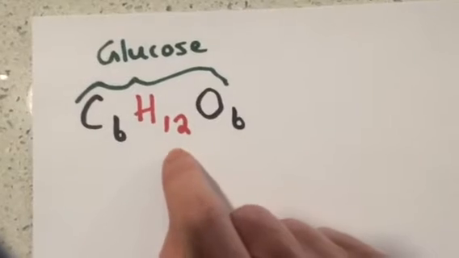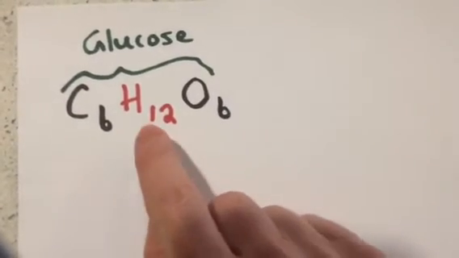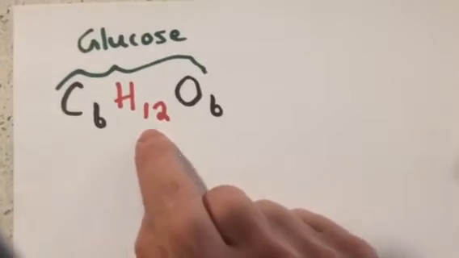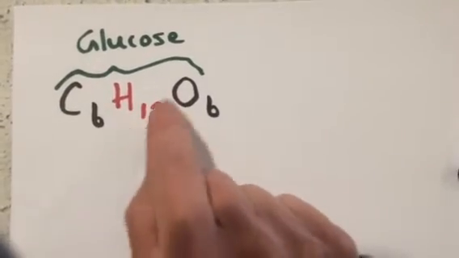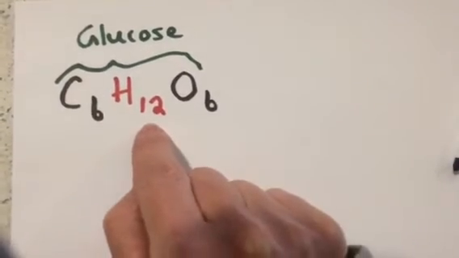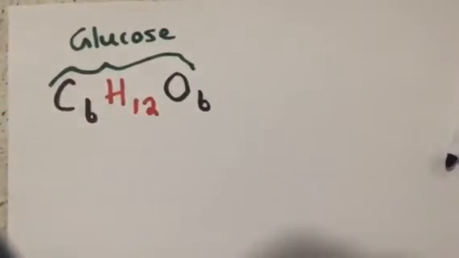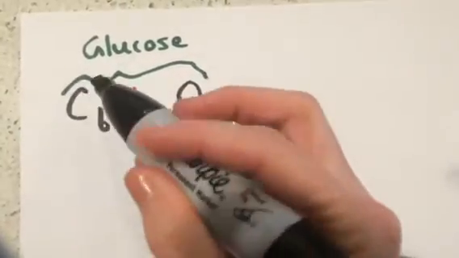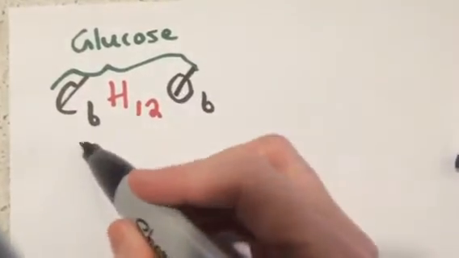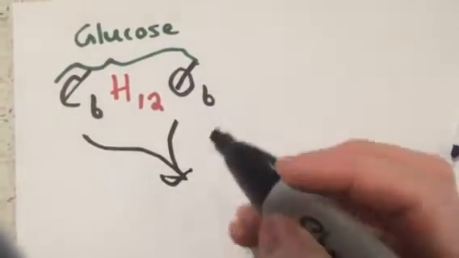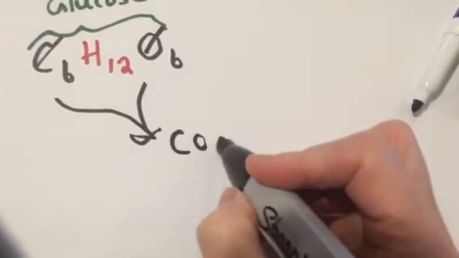Now, the reason I have the hydrogen in red is because that's where the energy is stored. The energy associated with this glucose molecule is stored in the electrons contained within the hydrogen. The carbon and the oxygen, we're simply ultimately going to get rid of through this process. Ultimately, the carbon and the oxygen will become carbon dioxide.